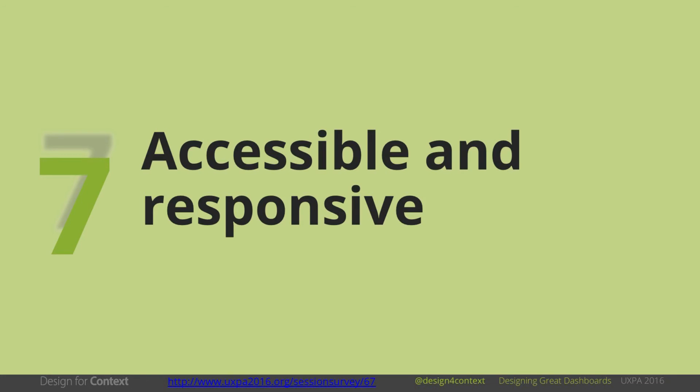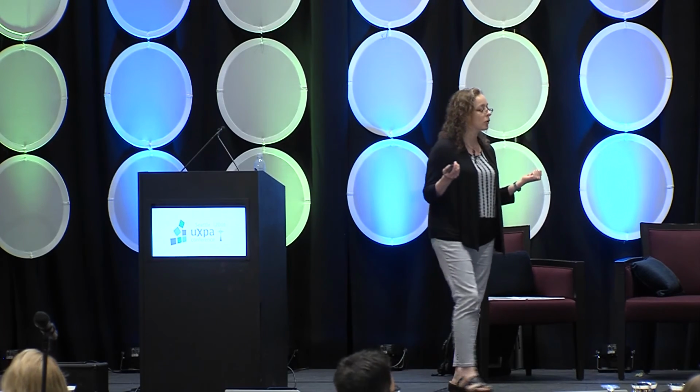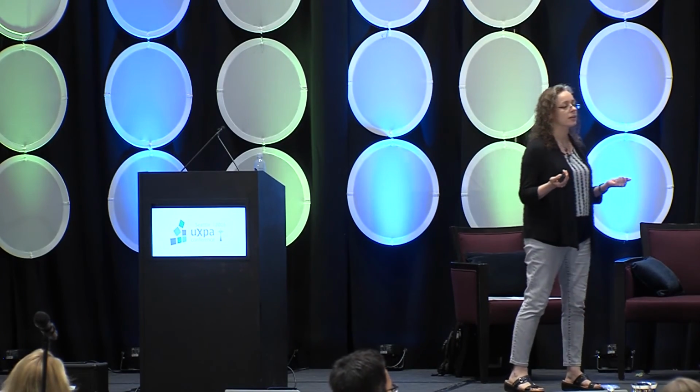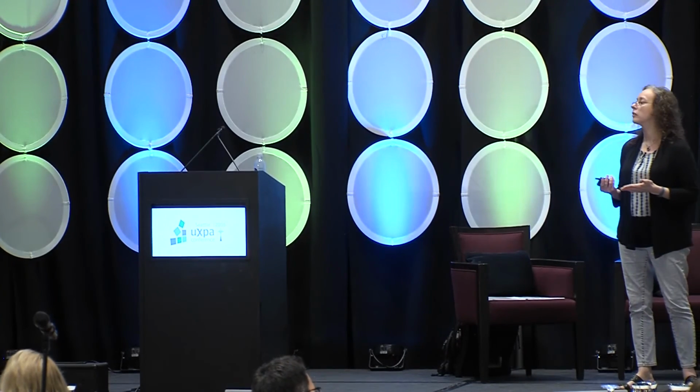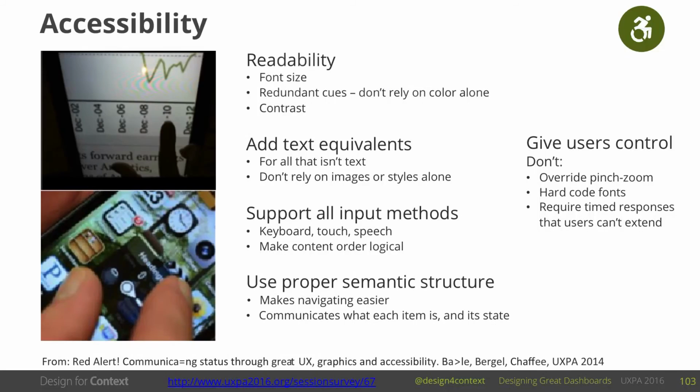Of course, dashboards need to be accessible and responsive, and I'm grouping those two things together because they're both about performing well in a different context. As our context changes, as we go into a different place or try to use it with a different set of assistive devices, we want to make sure that things perform as well as possible. For accessibility, this is excerpted from a talk that I gave jointly with Marguerite Bergel a couple years ago. We talked about things like readability, making sure that the font size can be configured by the user, making sure you have redundant cues for color blindness so that it's not relying on color alone.